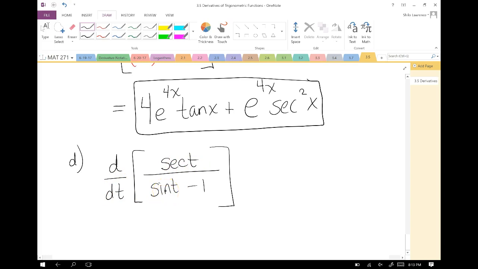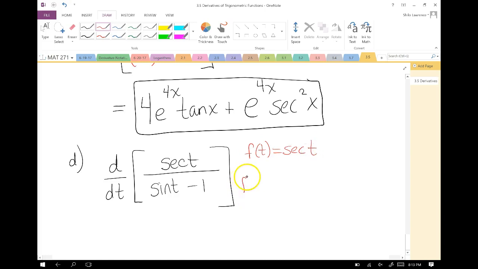So we don't do this any different than any of the rest of the problems. We're just using a different letter for the variable. But it is going to be a quotient rule because there is a function with t's in the top and there is a function with t's in the bottom. So we're going to want to write out our f of t, which is our numerator. That's our secant t.